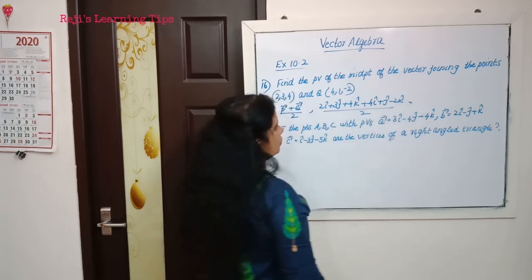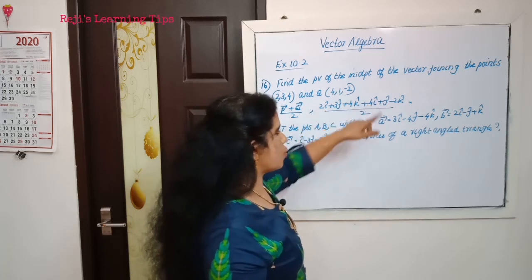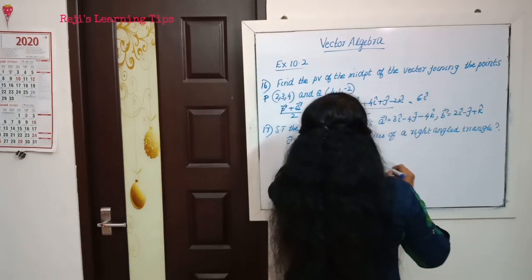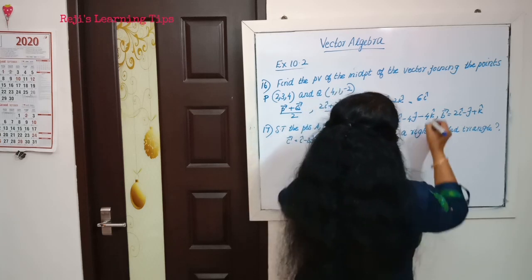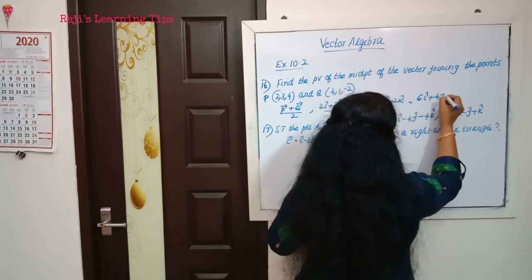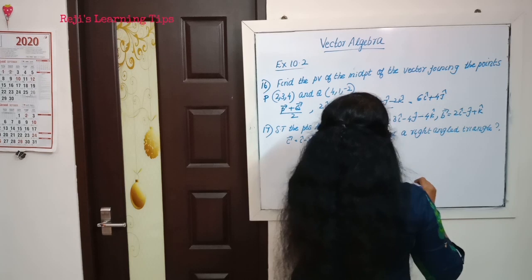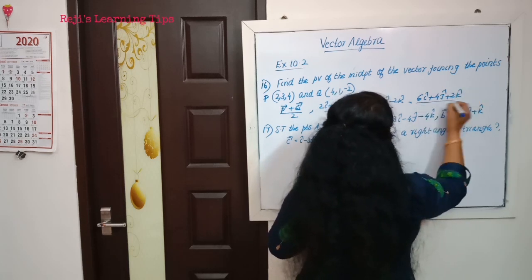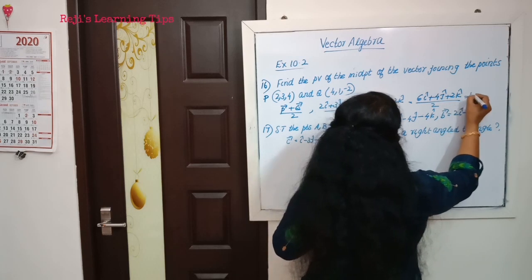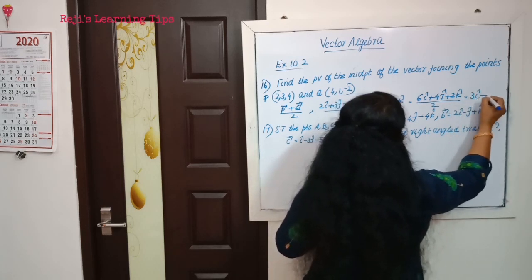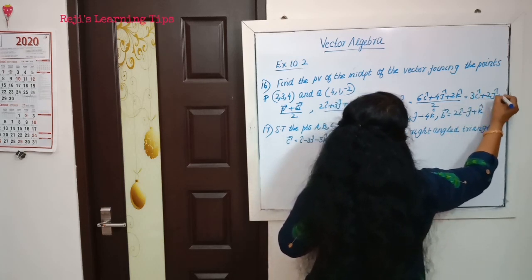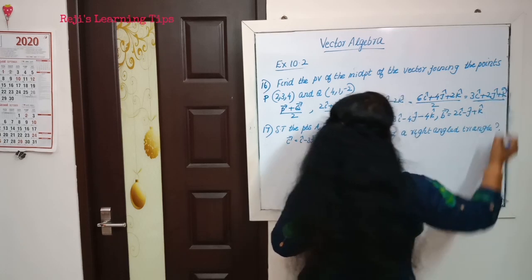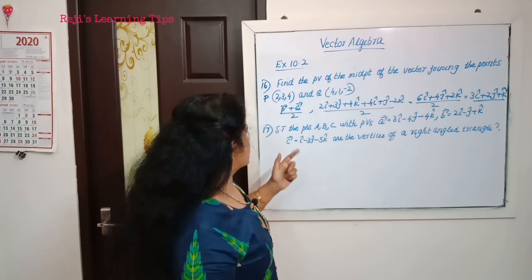That is equal to 2i plus 4i, that is 6i cap. Then 3j plus j is 4j cap. Then 4k minus 2k is 2k cap, divided by 2. That is equal to 3i cap plus 2j cap plus k cap. Okay, understood? The next one, 17.